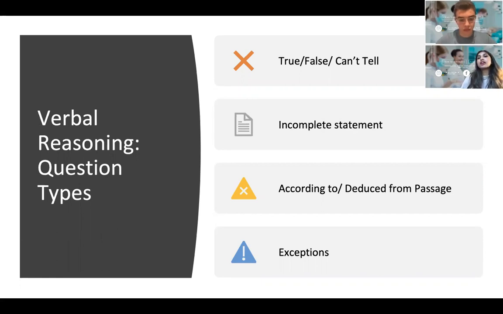And then you can get it according to or deduced from the passage. So kind of what the passage is trying to hint at, and the best answer for that, the most accurate answer, because a lot of the answers will be very similar to what the passage is trying to say, but you need to find the most accurate answer. And lastly, exceptions. So kind of finding the odd one out.